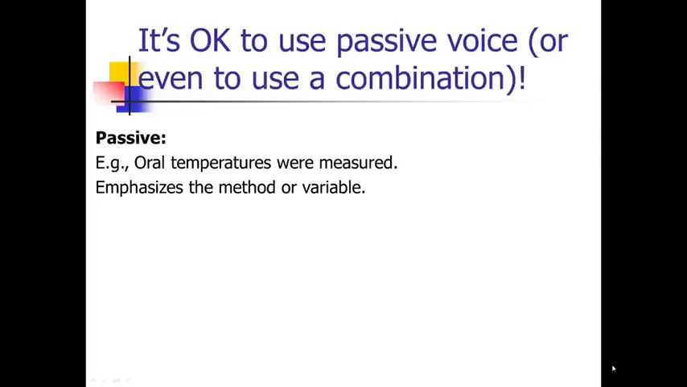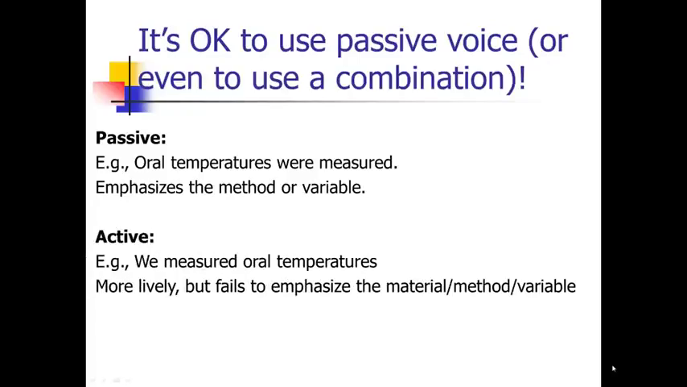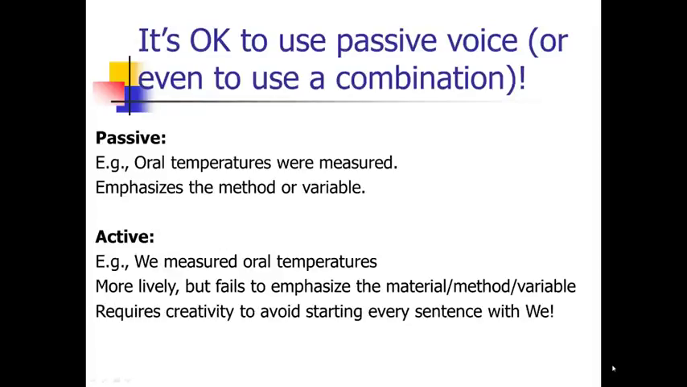So it's okay if the method section is a little boring. You can expect that your reader is just going to skim the method section and look for the key things that they want more information on. So you don't have to treat it as if it's got to be great prose. The active voice here would be "we measured oral temperatures," and that's okay, it's more lively, but again, it fails to emphasize the material, method, or variable. That's a drawback. Also, in order to put the whole method section in the active voice, you have to be really creative, because it's mostly the authors who are doing all the actions. To avoid starting every sentence with "we," you're really going to have to be very creative, and it's probably just not worth that much effort. So again, if you want to use some passive voice, go ahead, in the method section.